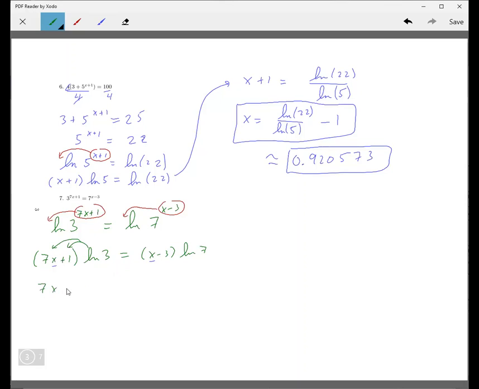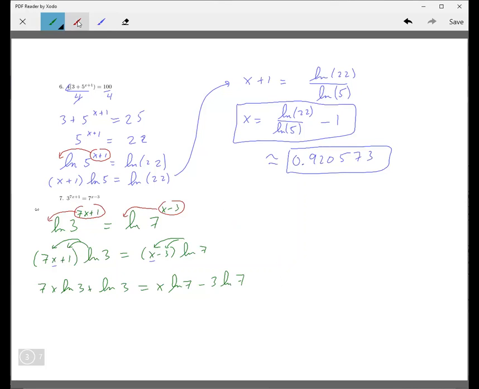So that's 7x log 3 plus log 3. Okay, so 7x log 3 plus, and then 1 times log 3 is log 3. On the right-hand side, you have distribute this in. So that's x log 7 minus 3 log 7, right there.